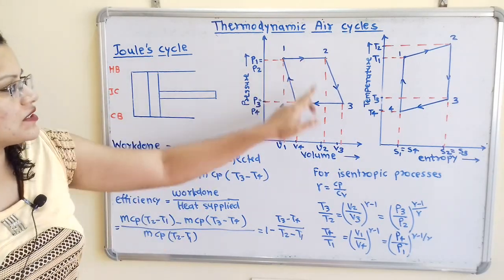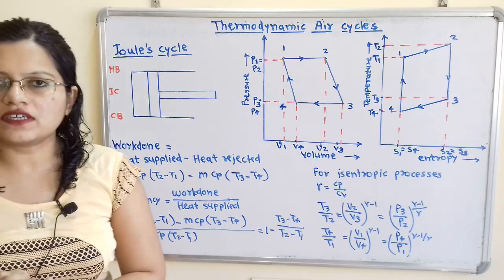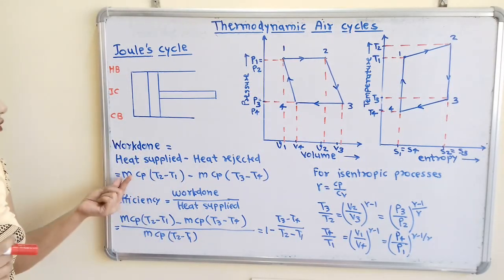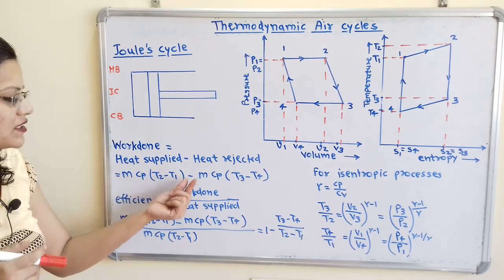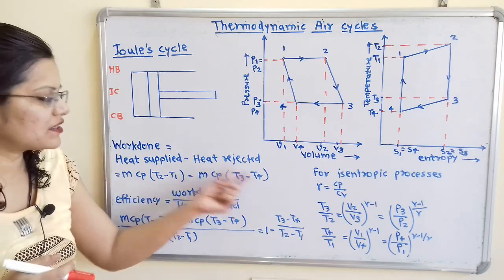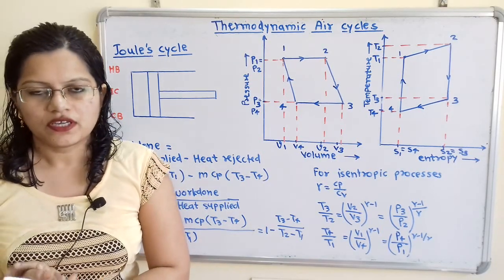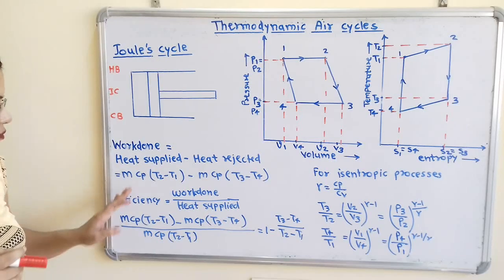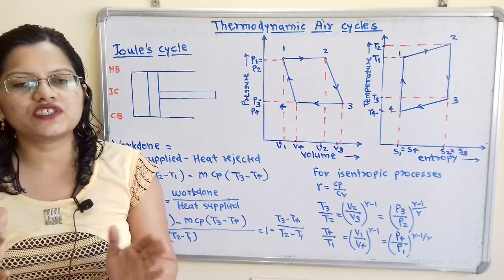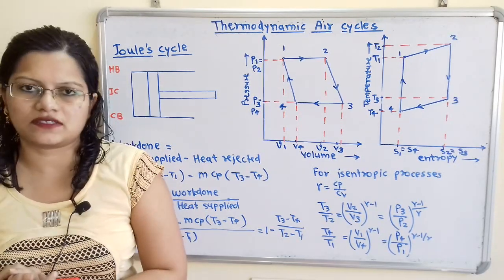These two processes are taking place at constant pressure. So what is the formula? That is mCp (T2 minus T1) minus mCp (T3 minus T4). Now we will move to the next formula, that is efficiency. Efficiency means work done divided by heat supplied.